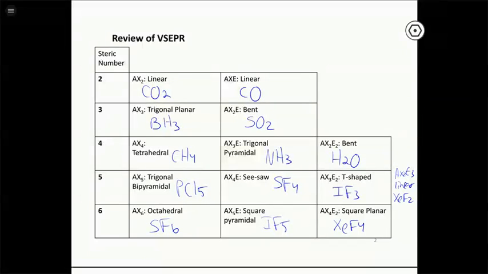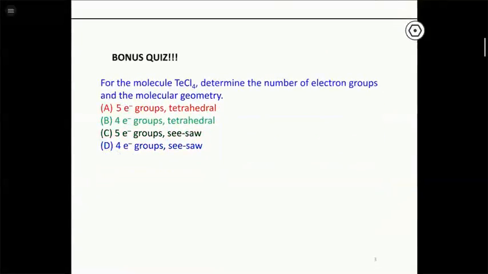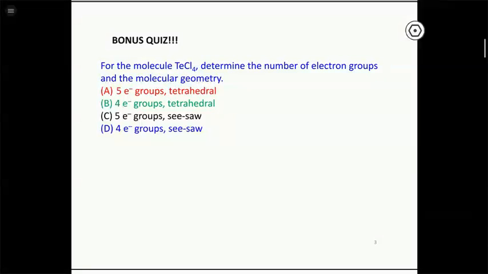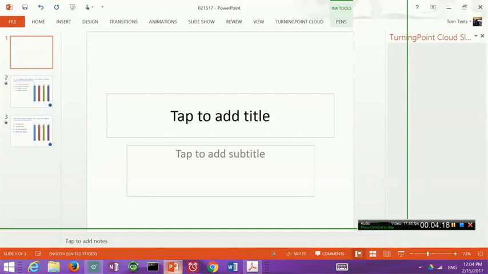To see how well you understand this, we're going to start with a bonus quiz. If you have your clickers, please get them out. I'll have a timer that starts, so get your clickers out as quickly as possible, but I won't really start timing this until I actually bring it up. So I'll start. See if I can do this without messing it up.